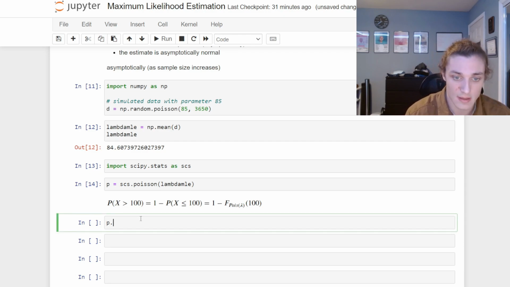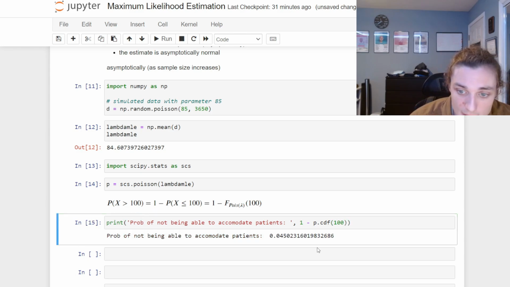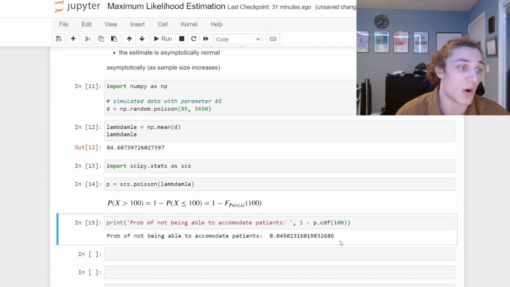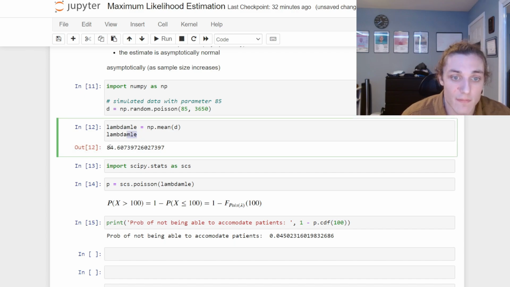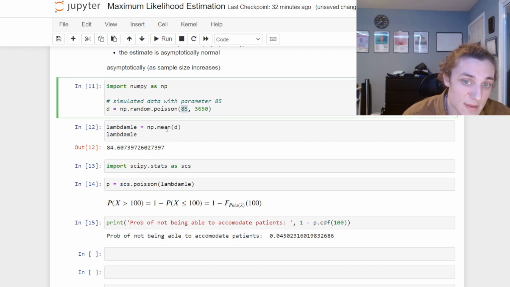So I'll say p.cdf, and I'll put in 100. We'll do 1 minus p.cdf, and I will say this is the prob of not being able to accommodate patients, okay? Print this guy right here, and it is approximately 5%, all right? So this is using our 10 years of patient data as an estimate for lambda. So we're using 10 years of patient data, constructing an estimate based on the MLE for the population parameter, which we know is 85, okay?